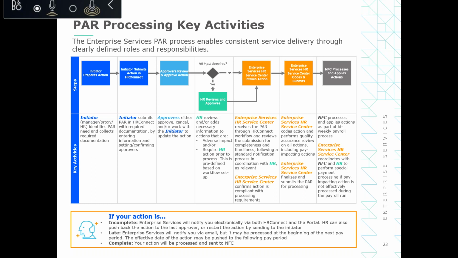If they need to, they'll review it and add any necessary information to those actions and make sure that they get it to us for processing. Once Enterprise Services receives the PAR through HRConnect, we review it for completeness and timeliness. We confirm that the actions are compliant with processing requirements, we code the actions, and we perform a quality assurance review and then submit that PAR to NFC for payroll processing.